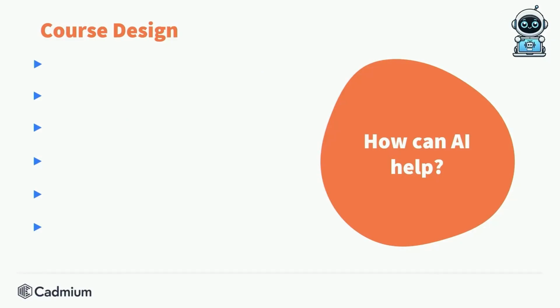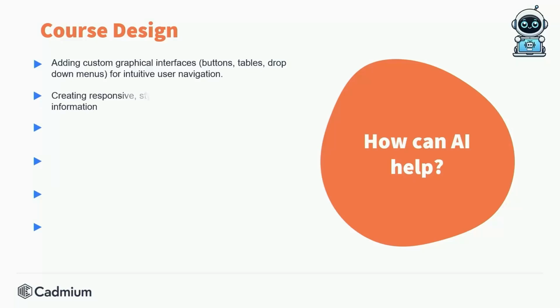But in general, just some other ideas that I have personally used AI for in course design elements. Of course, we learned about adding custom graphical interfaces such as buttons or tables, drop-down menus. That all just helps with your intuitive user navigation. Creating responsive and stylized tables to organize courses and information.